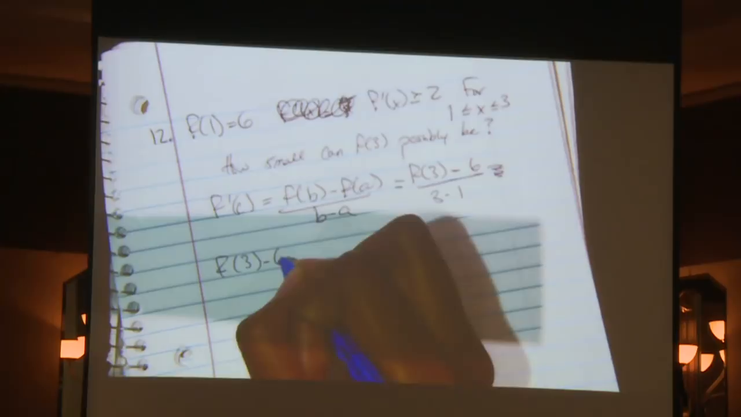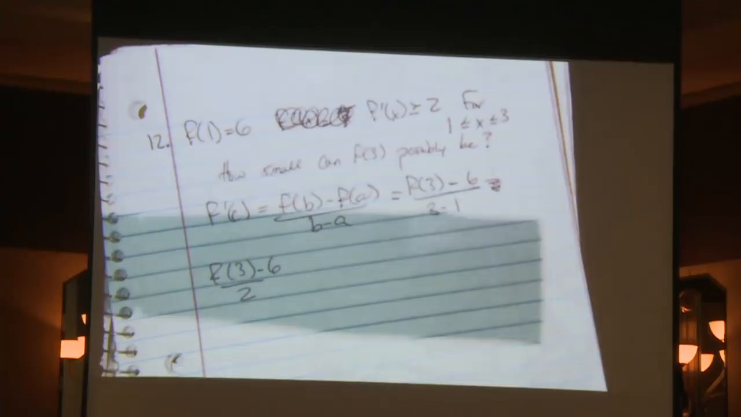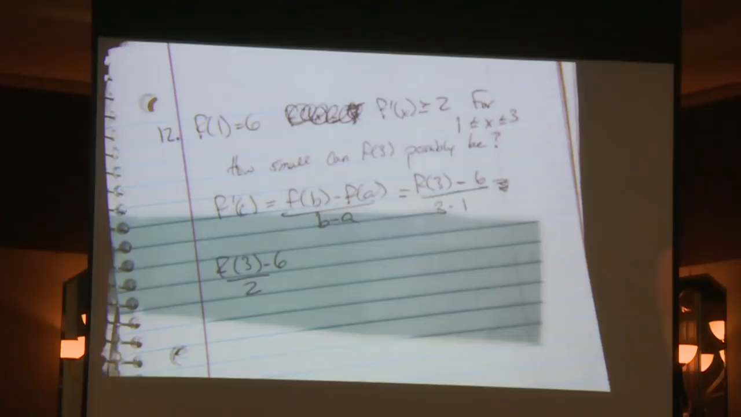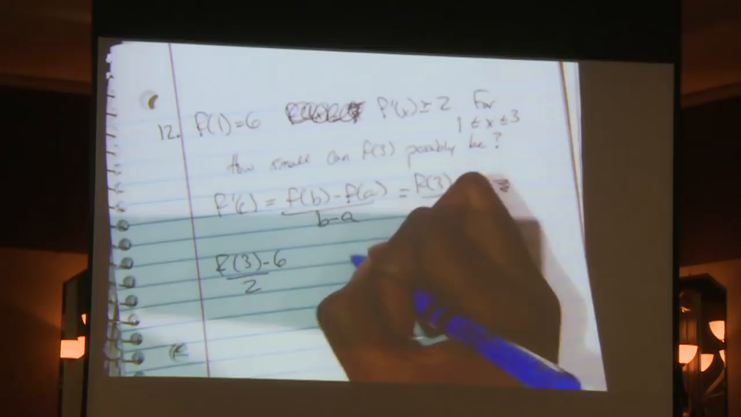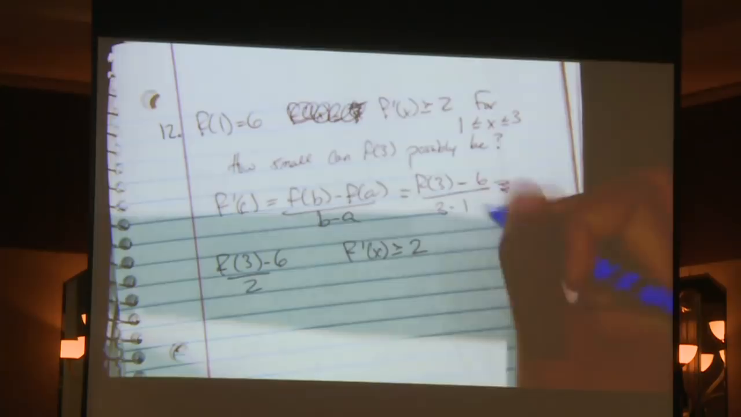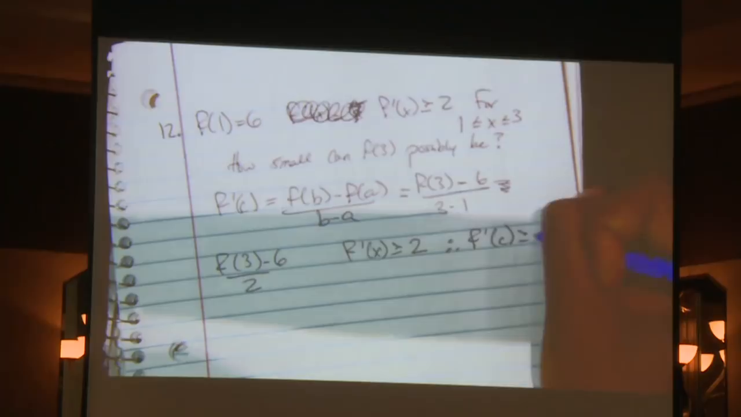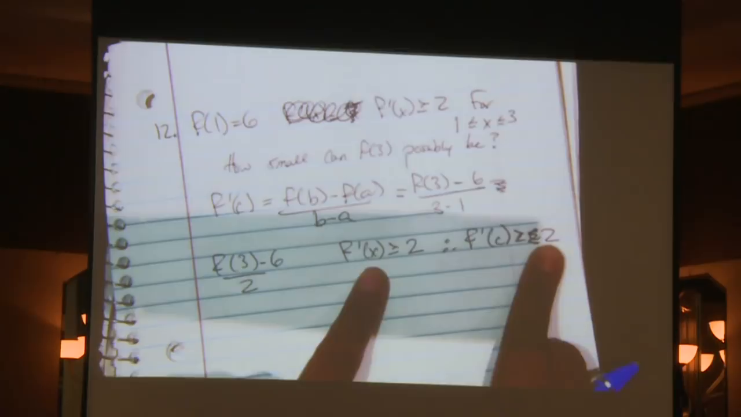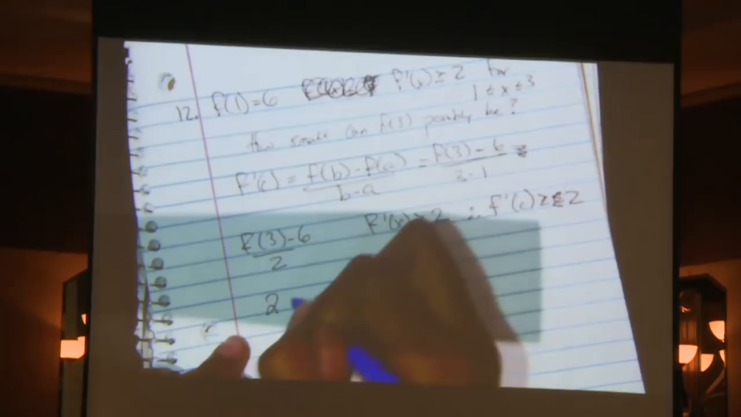Over 2. So in this case, your f prime of x is going to be kind of like your sub for f prime of c. So now you say, I shouldn't have wrote therefore, but I'm going to clear that up in the solutions I post. So now I use that as my sub for here, okay? So 2 equals f of 3.